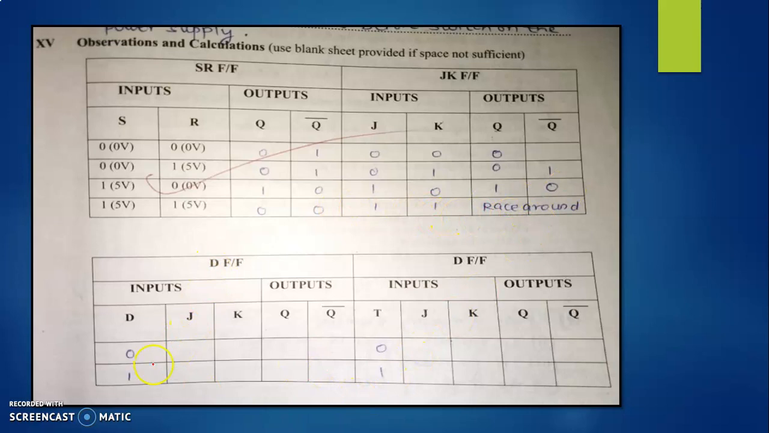This is for the D flip flop, 0 1. For the D flip flop, we cannot give it here. We will discuss it in the theory lecture. We can see the D flip flop truth table. So mainly it is the SR and JK flip flop.